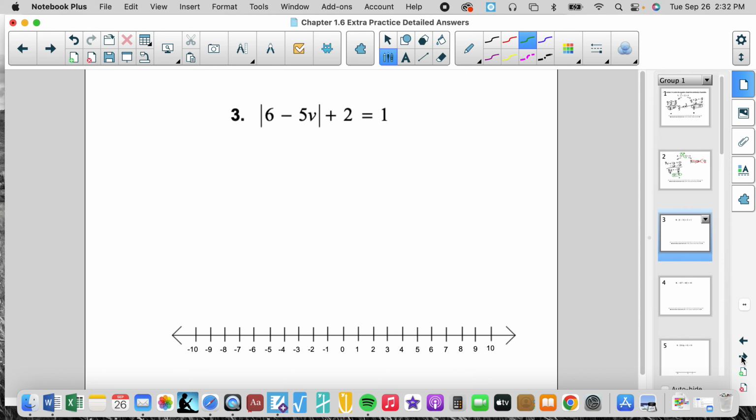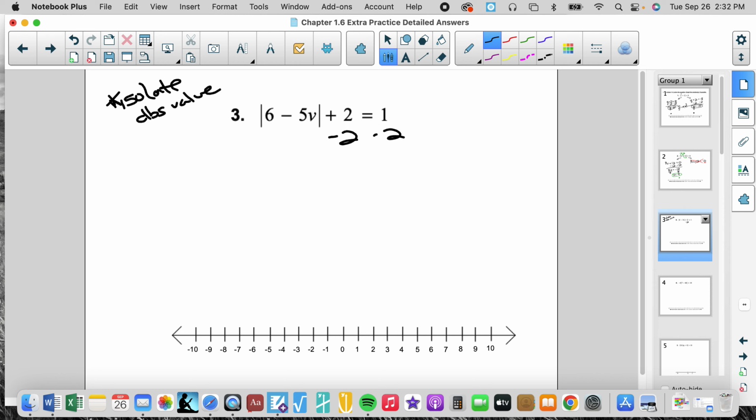We have our third question. Now we see something is happening outside of the absolute value. So my first step is to isolate. We should always isolate the absolute value. We want to get it by itself.